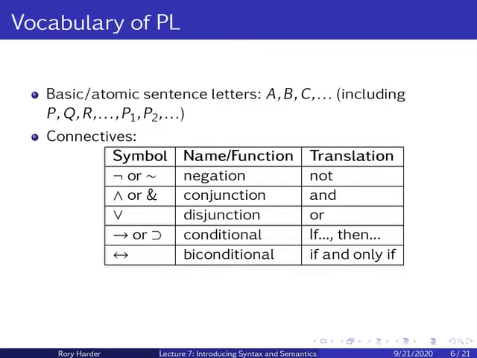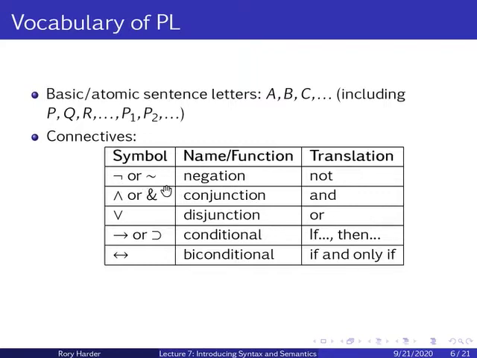And there are 5 connectives that we will be using. In this table, I list the symbols for the connectives as well as a brief explanation for what they are. So the first symbol is the symbol for negation. And we will often see either this symbol here, this hook, or the tilde used, okay?